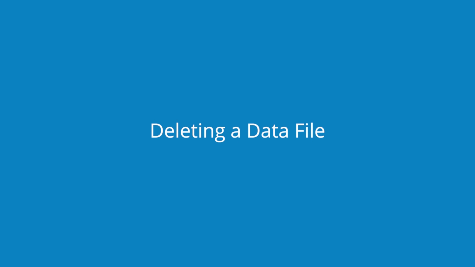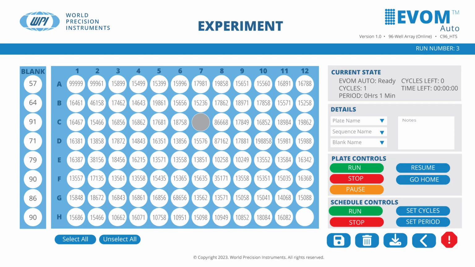Deleting a data file. Plate files may be deleted using the Delete button in the System Controls area in the bottom right corner of the window. When a plate is deleted, all data runs are deleted. The sequences are not deleted since other plates may be referencing the same sequences.